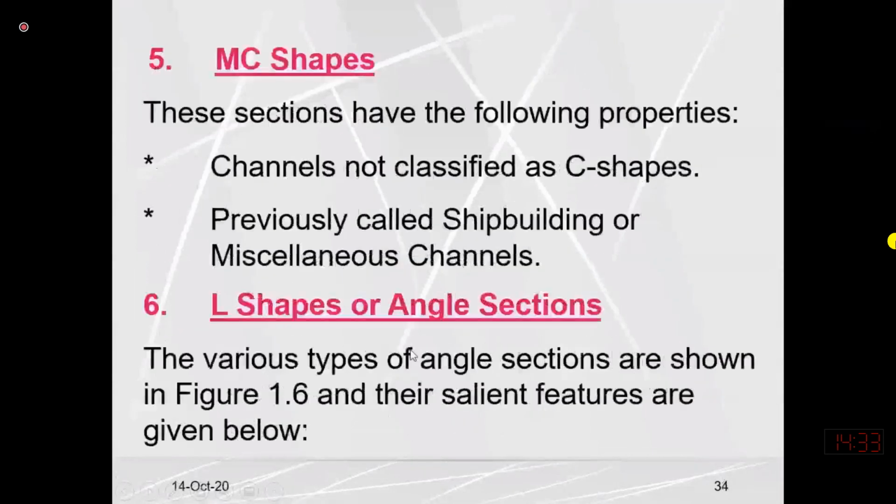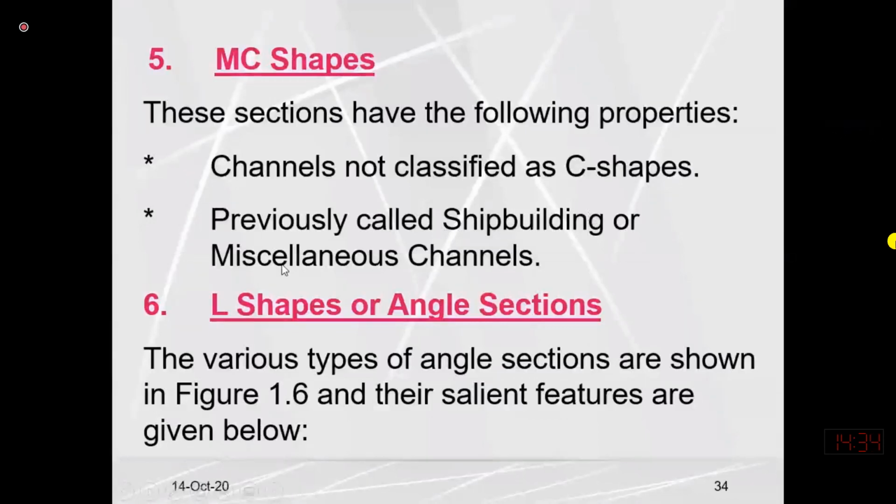MC is the miscellaneous channel section. This is a channel section that is not manufactured as per standard or specified by AISC. A channel not classified as a C shape was previously called shipbuilding or miscellaneous channel. Shipbuilding, because mostly it is used in marine engineering to make ships.